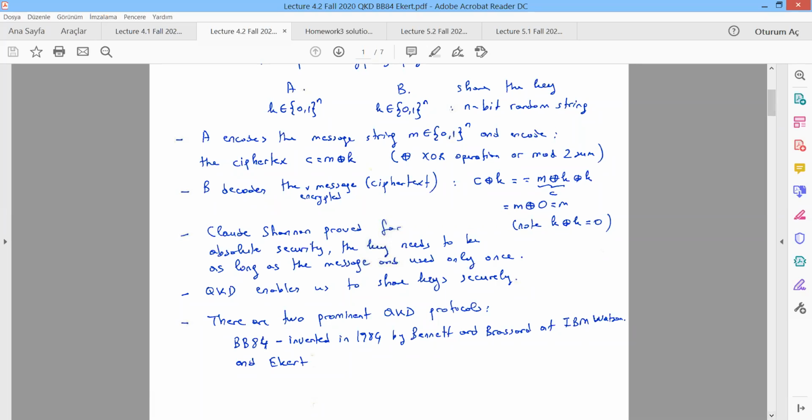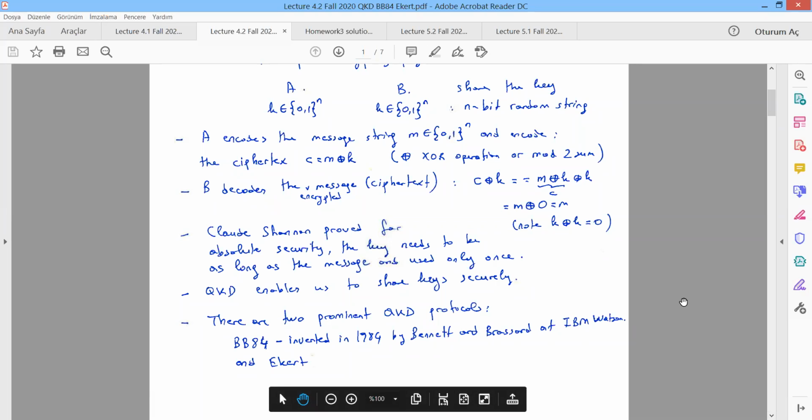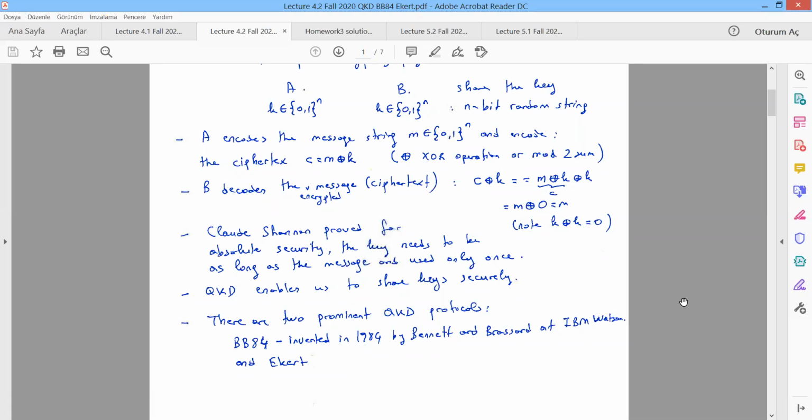And classically, there are many ways of doing this. Of course, the most rudimentary way is that one could produce these random keys in a central location, and then through a hard disk or a certain storage medium, transport these keys to Alice and Bob. But of course, there are also other means of key distribution, classical key distribution protocols. But quantum key distribution in particular enables us to share these keys securely in a way that is guaranteed by quantum mechanics.